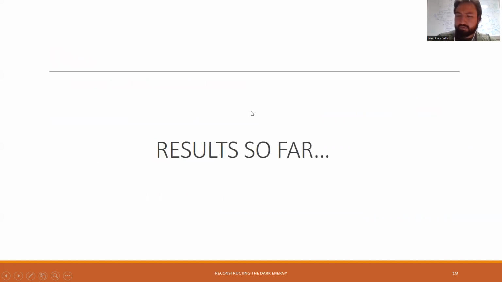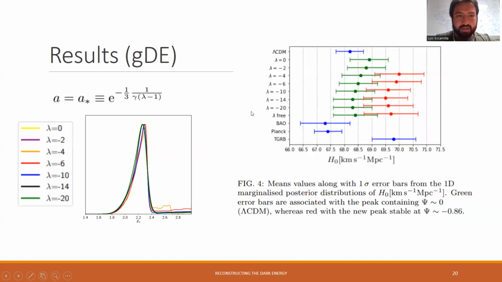So what are our results so far? For our graduated dark energy model, we find a bimodal value for our parameters, specifically for the H naught parameter. This is a consequence of the possibility of allowing the dark energy density to have negative values.